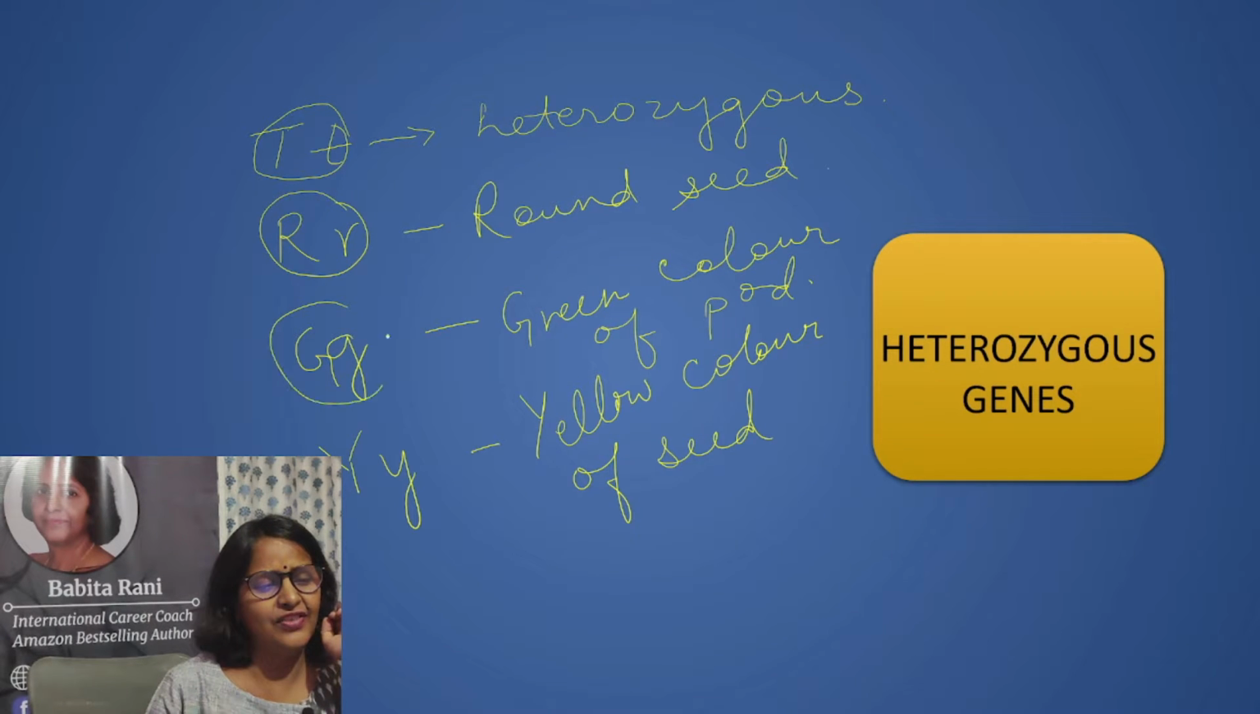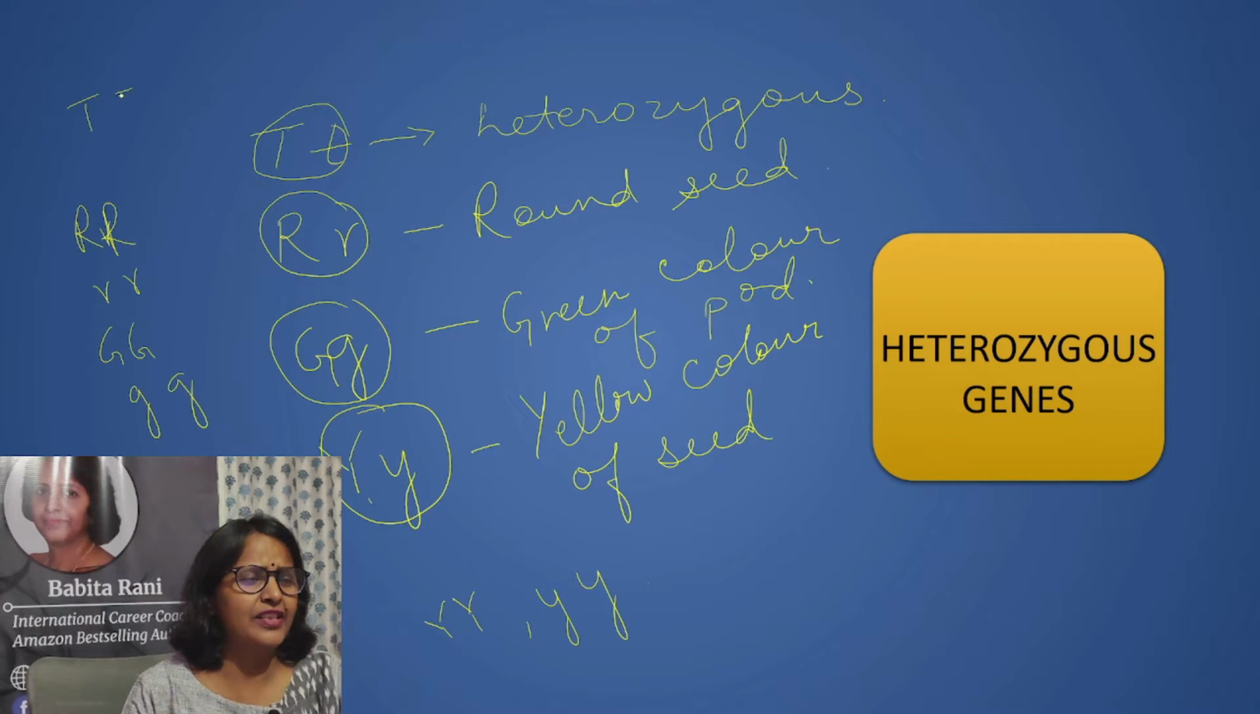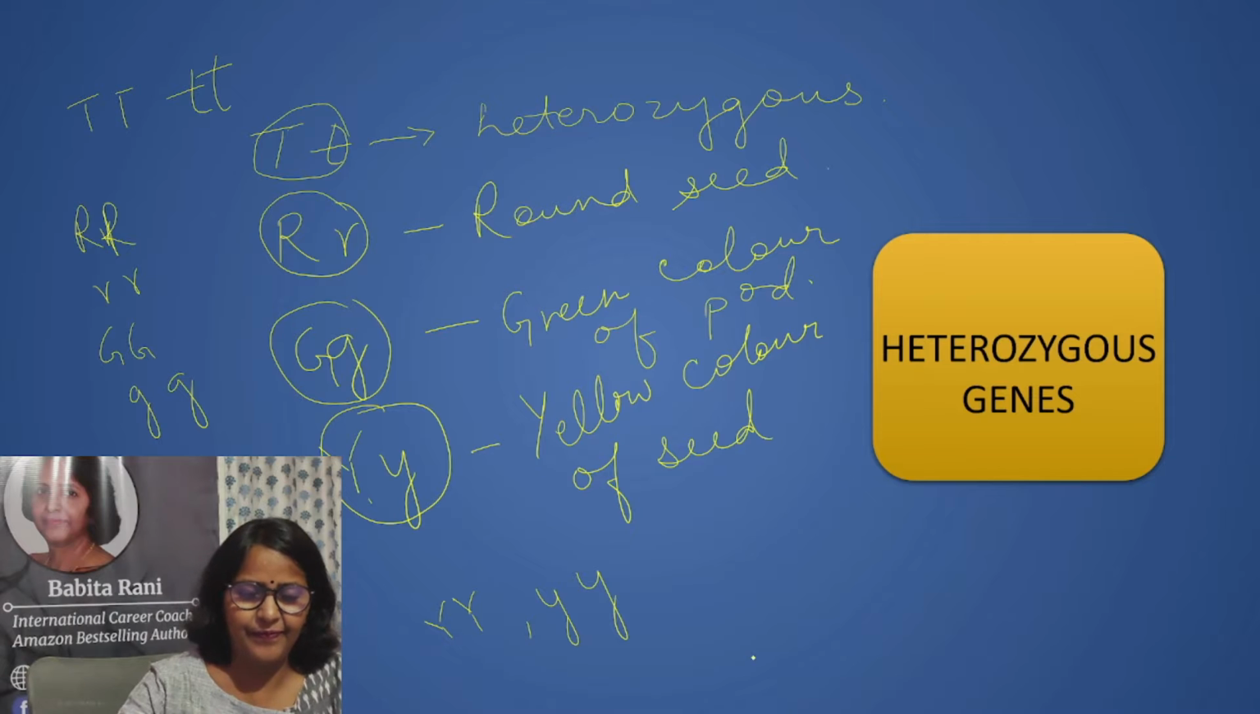So these are different types of heterozygous genes. Had it been homozygous, what it would have been? Capital Y, capital Y, small y, small y. For this, capital G, capital G, small g, small g. For this, capital R, capital R, small r, small r. For this, we had already seen capital T, capital T, small t, small t. These are all homozygous forms, whereas these are heterozygous genes, where both the alleles are of different types.